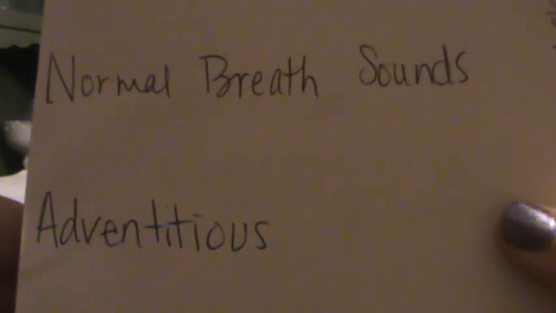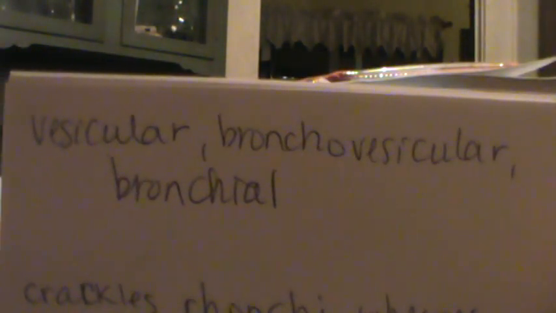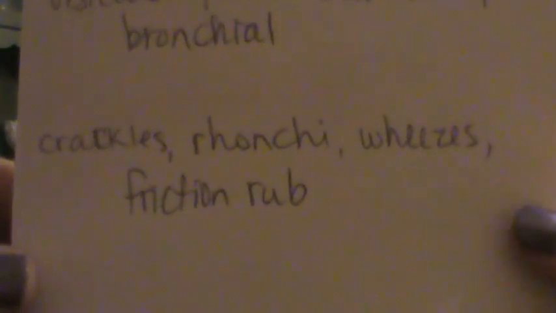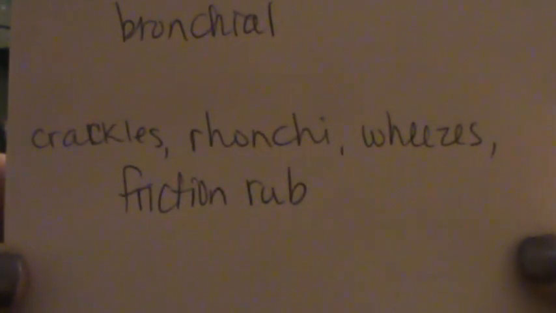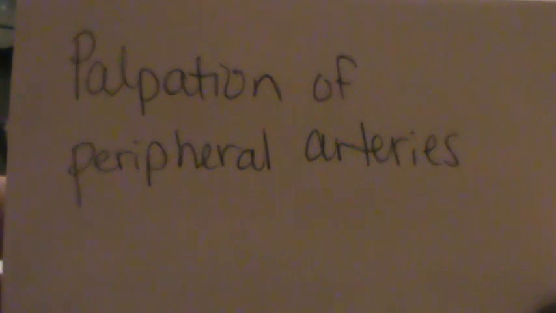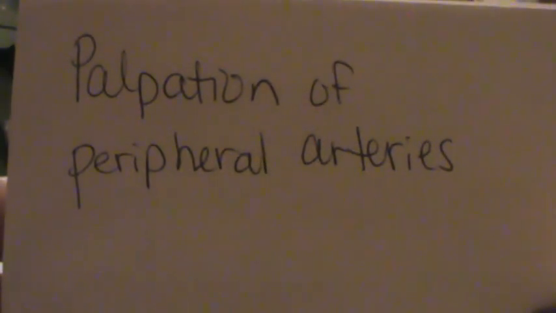What are normal breath sounds? What are adventitious breath sounds? Normal breath sounds include vesicular, bronchovesicular, and bronchial breath sounds. Abnormal or adventitious breath sounds are crackles, rhonchi, wheezes, and a pleural friction rub. How do you palpate the peripheral arteries?